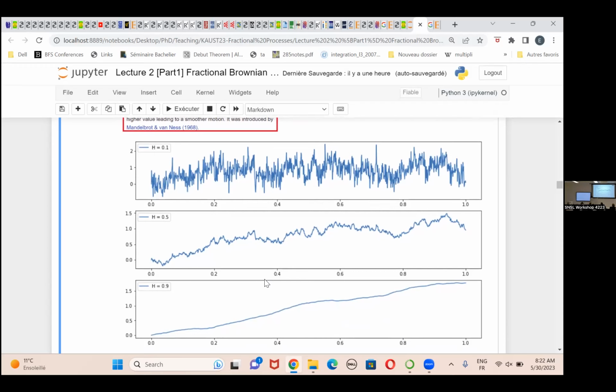H = 1/2, this is standard Brownian motion. H bigger than 1/2, you get something smoother than Brownian motion. H less than 1/2, it seems that you get something that fluctuates more than standard Brownian motion.